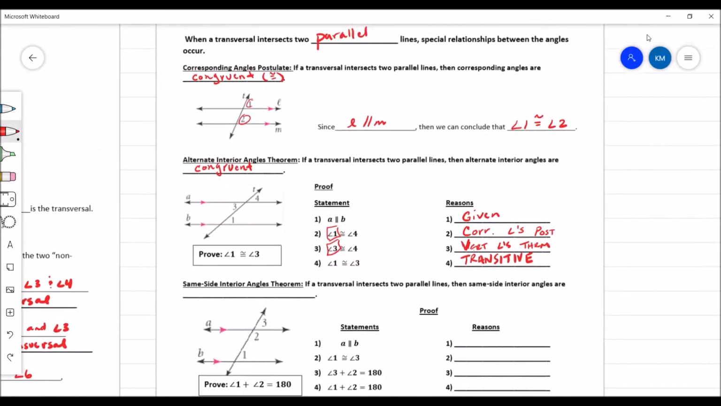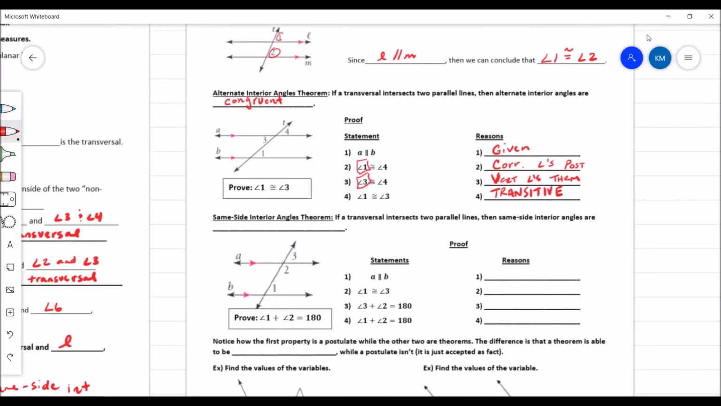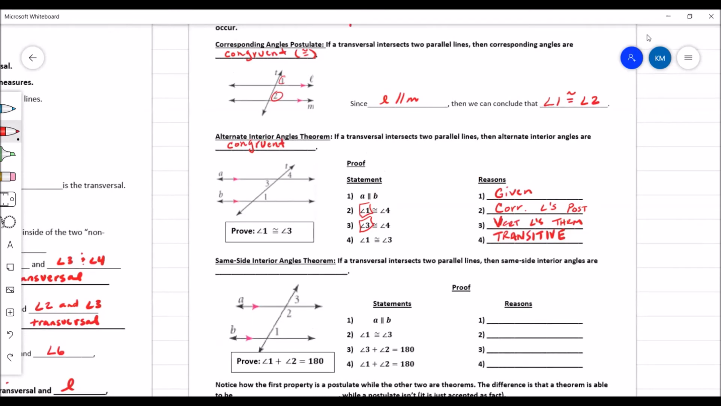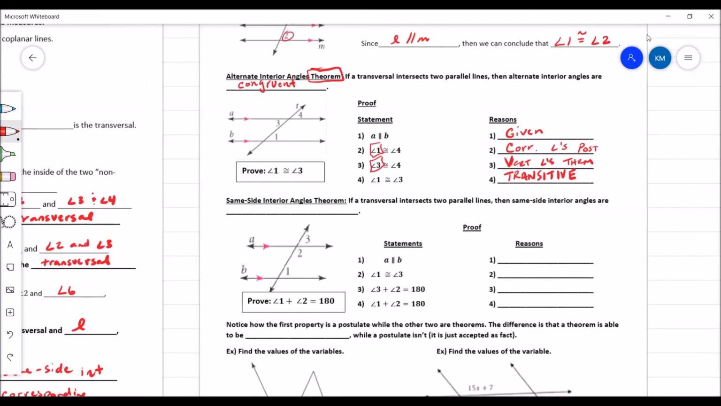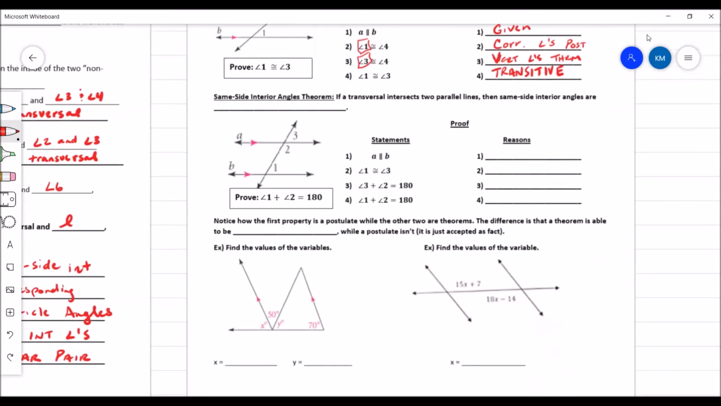Now, really quick, I just want to point out the difference between these two and why we did this differently here. Postulate, theorem. Okay, remember, a postulate or an axiom is an accepted fact. A theorem is a proven statement. Okay, for the corresponding angles, we accept this because there's not really necessarily a proof we can walk through for it, but we found it to be true and we accept it. Using this accepted fact, we can prove alternate interior angles theorem. Okay, and probably same side interior angles theorem.